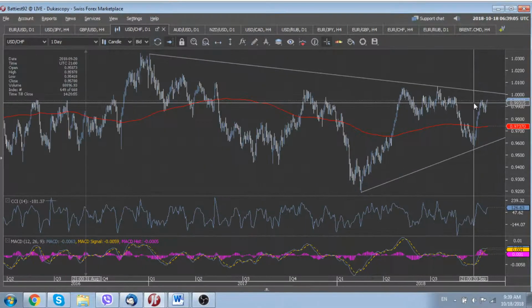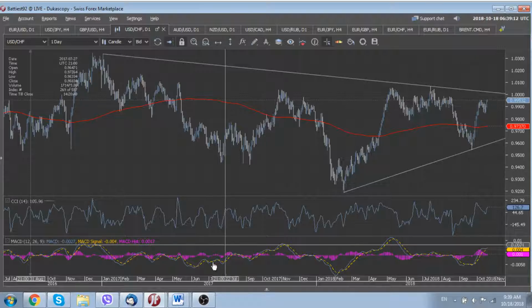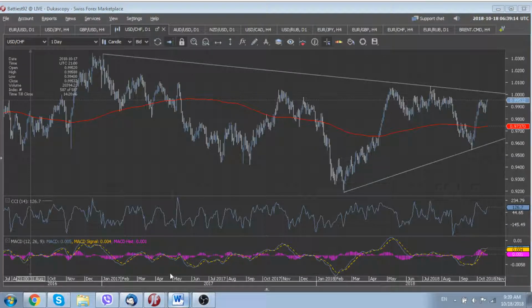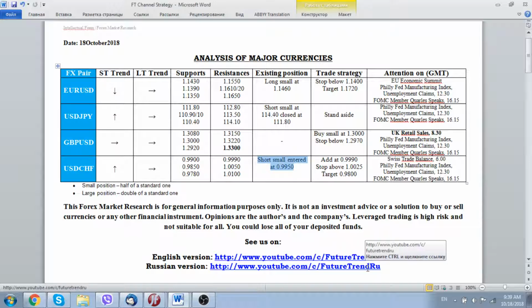And at 1.0025 lies the 2017-2018 downtrend line in the currency, and while below that trend line, we suggest that dollar Swiss could turn around and sooner or later initiate another move to the south. That's why we still keep our short trade recommendation at 0.9950.